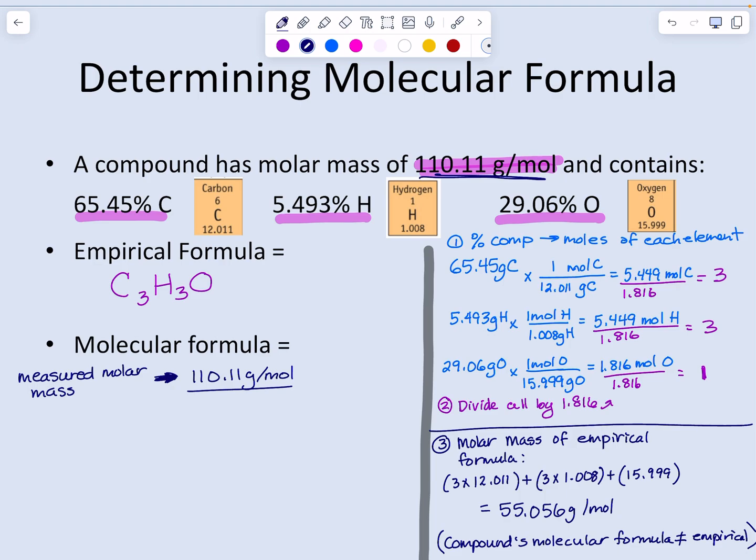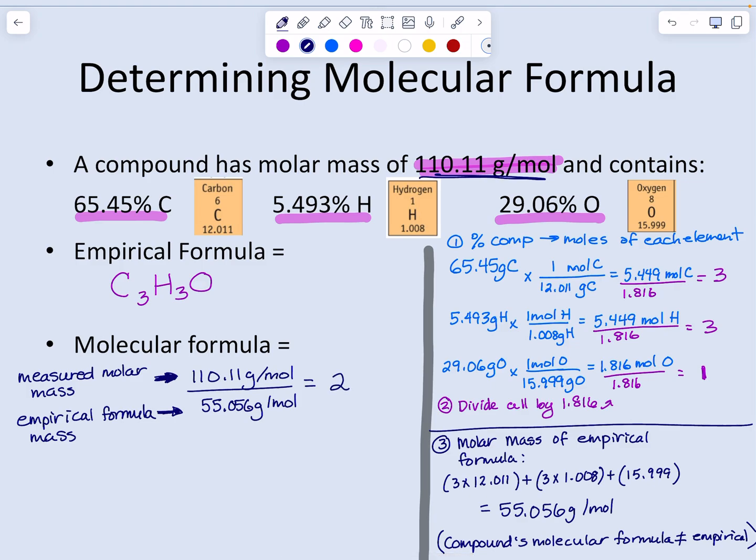And the empirical formula mass is going to go on the bottom. And that's 55.056 grams per mole. And so that comes out to be the number 2.